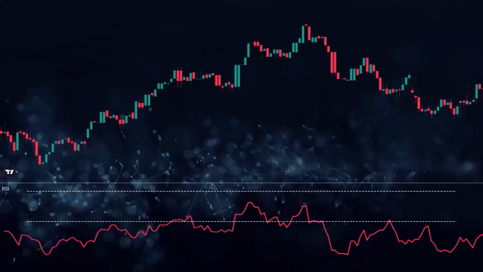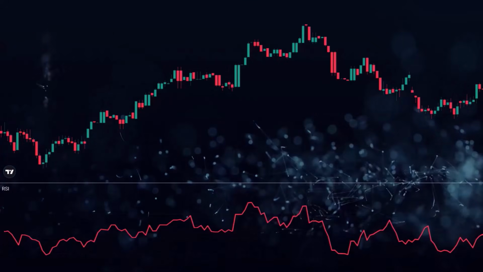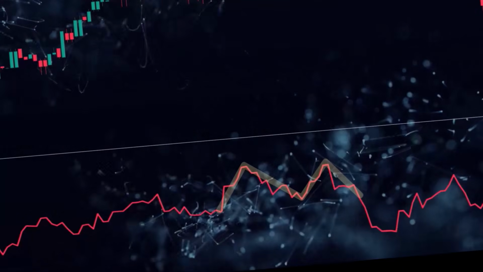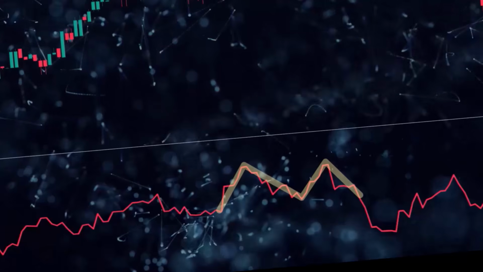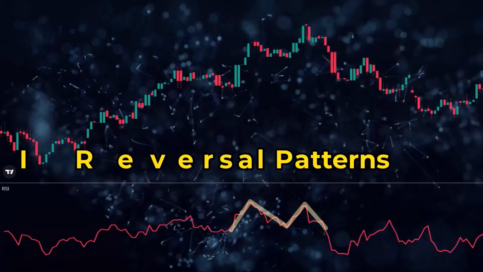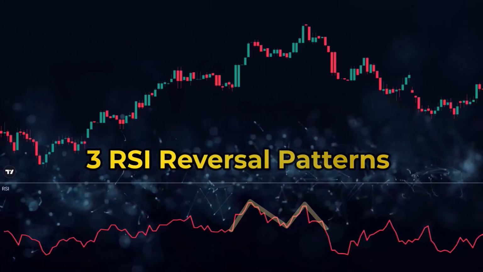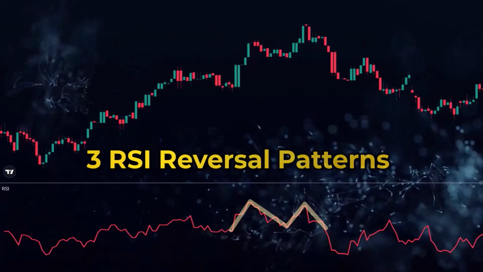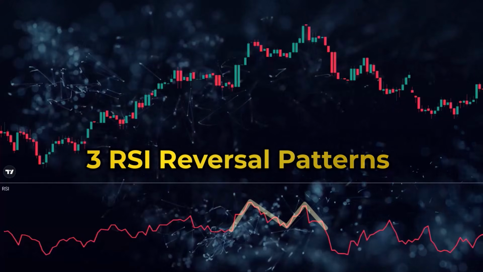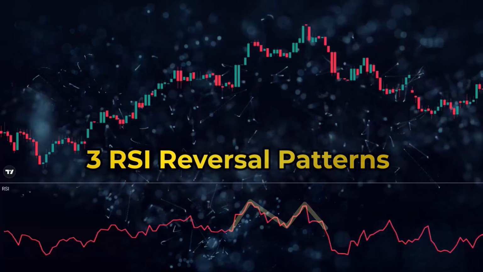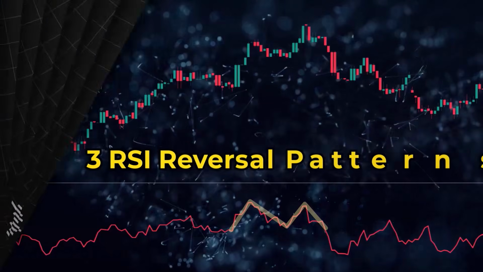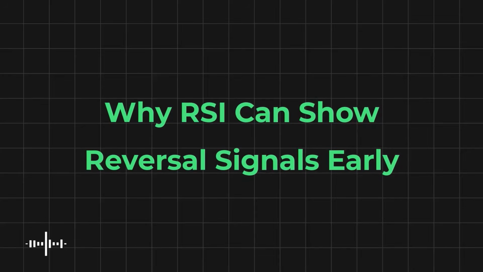RSI is not just above 70 or below 30. It can actually show a reversal sign before the price even moves. In this lesson, I'm going to teach you 3 simple RSI reversal patterns that appear inside the RSI and warn you about a possible trend change before the market shows anything on the price. So let's get started. Why can RSI show reversal signals early?